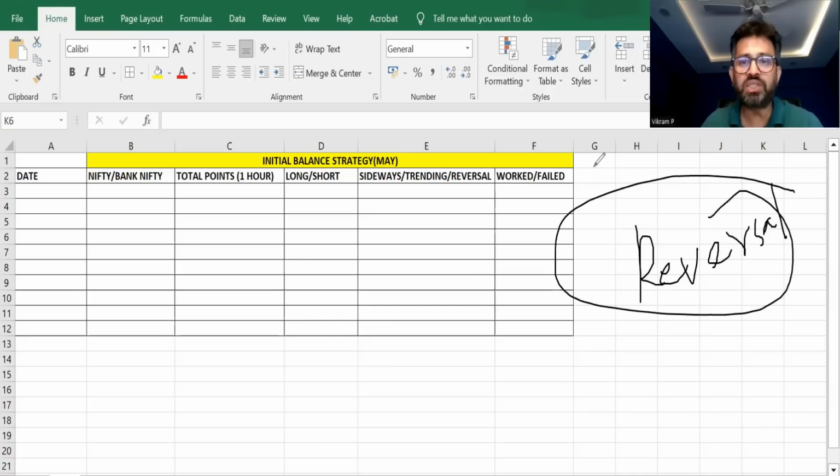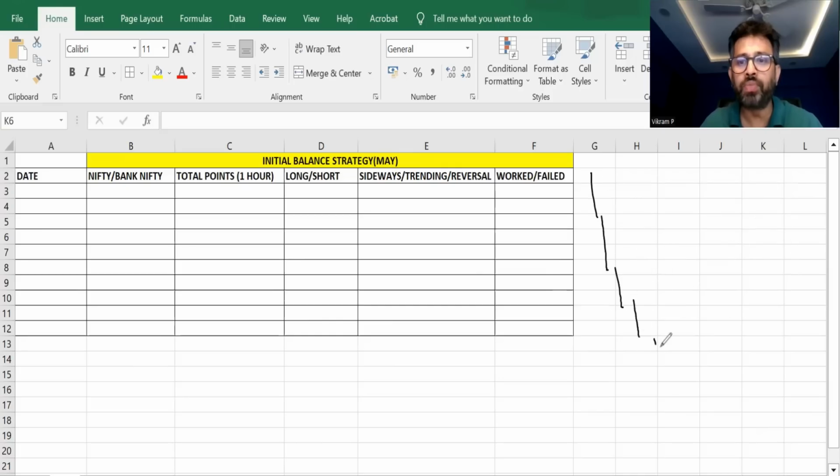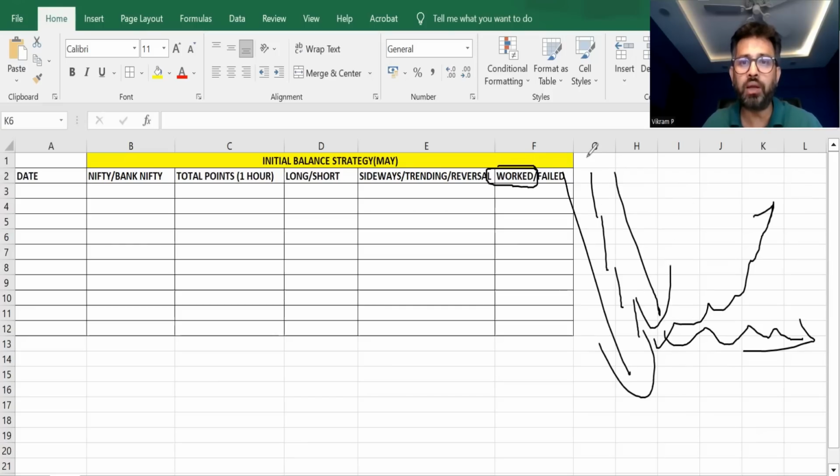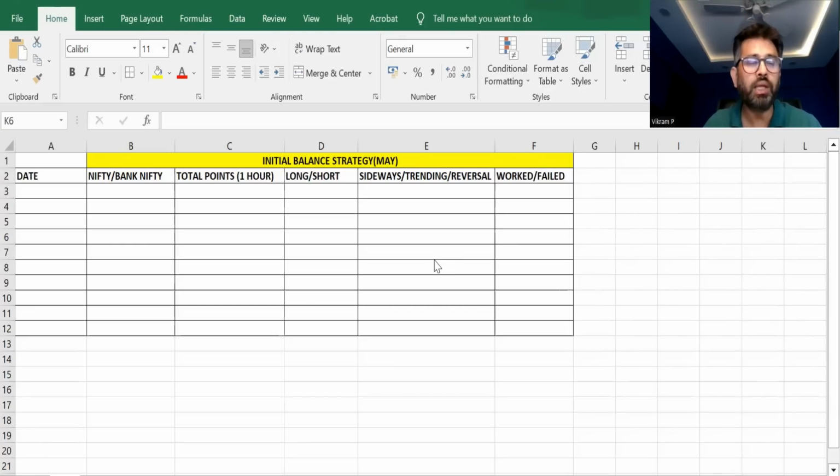That means if after a huge trend, this strategy started reversing or stayed sideways, that means for me it worked, because that is what I'm looking for through this strategy, going against the trend after a big fall in the first 1 hour. Okay.